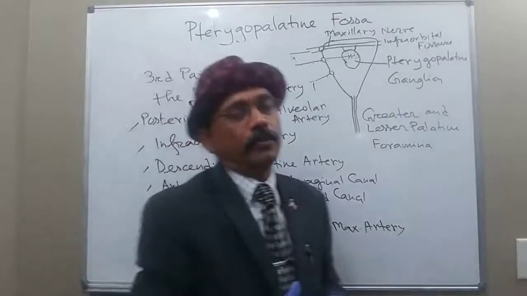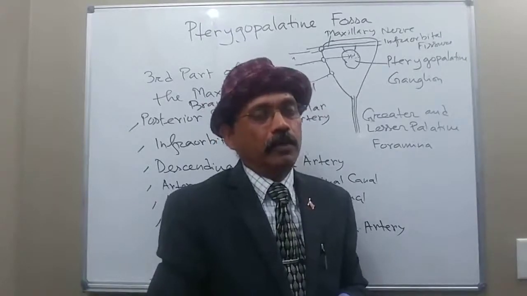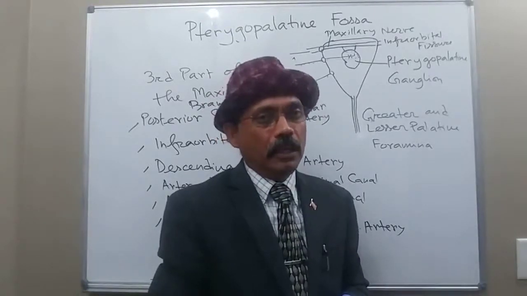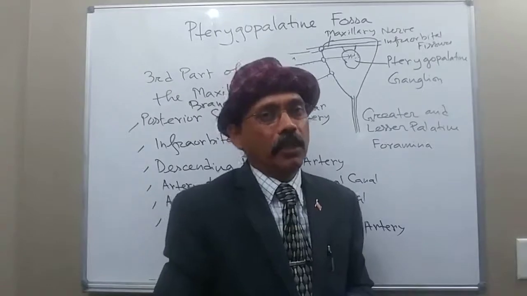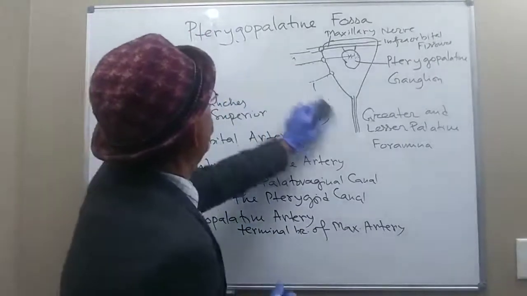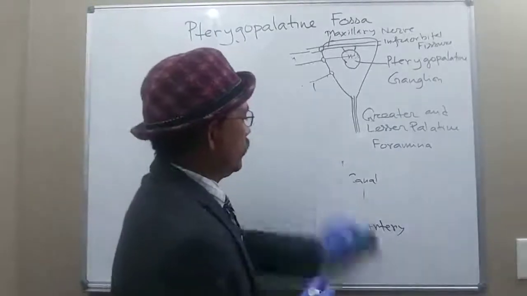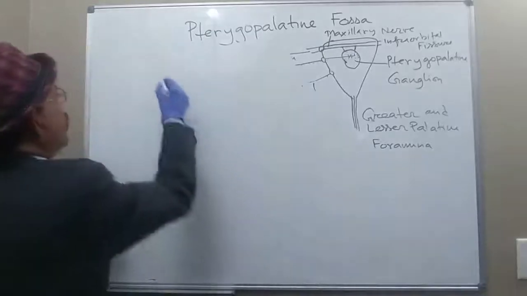Okay, now we'll go again. What are the contents of the pterygopalatine fossa? The pterygopalatine ganglion, the maxillary nerve, and the third part of the maxillary artery. We covered the third part of the maxillary artery. Now we'll go to the maxillary nerve.